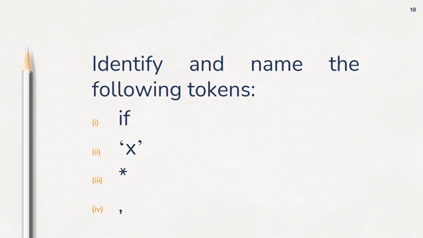Identify and name the following tokens. What are the tokens we know? Keywords, identifiers, literals, punctuators and operators. Among these five, we have to predict what type of token it is. First one is if. If is a keyword. X enclosed within single quotes is a literal, that is character literal. Then the multiplication symbol, that is the star symbol, is an operator. Then comma. Comma is a separator. Comma, opening and closing brackets and the array bracket come under the separators.